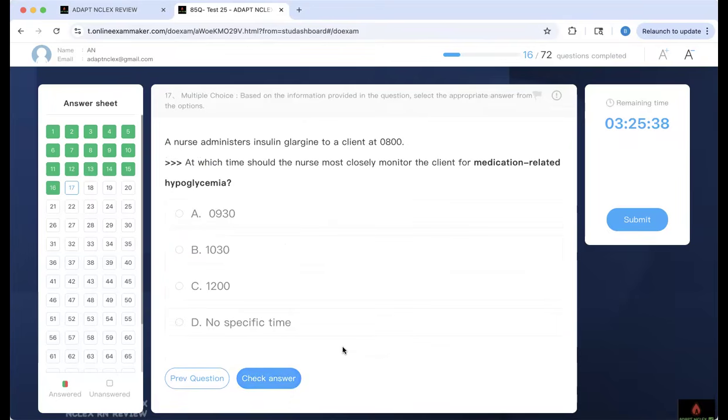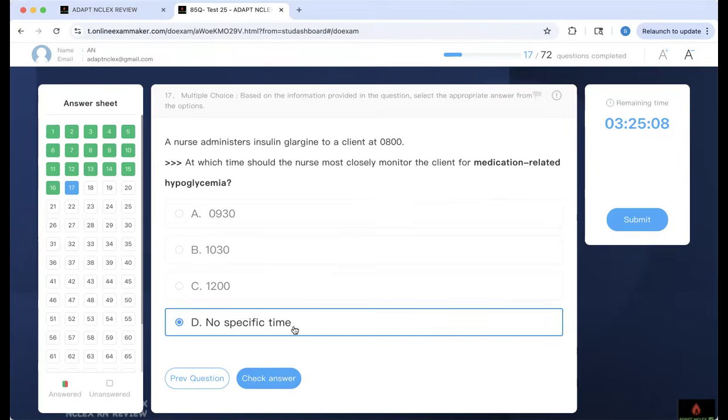And let's administer insulin glargine to a client at 8 o'clock. At which time should the nurse most closely monitor the client for medication-related hypoglycemia? 9:30, 10:30, 12 o'clock, no specific time. Test-taking strategy: if you give the patient glargine, when should you check on them to make sure they don't have hypoglycemia? That's what the question is asking. You ready? You pick your answer. What do you think? But I can tell you there's no specific time.